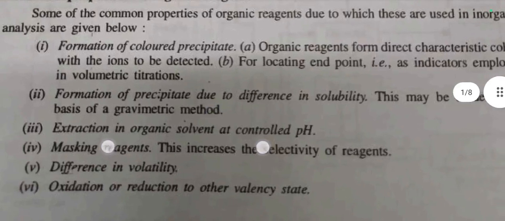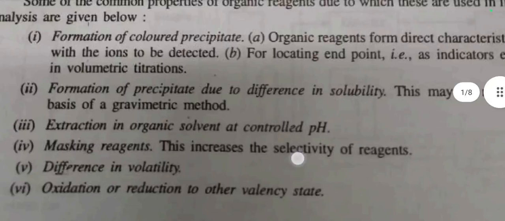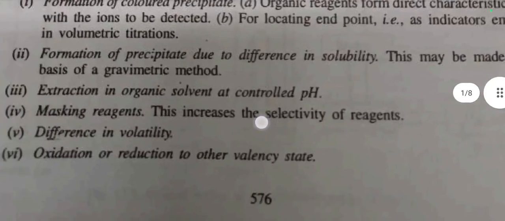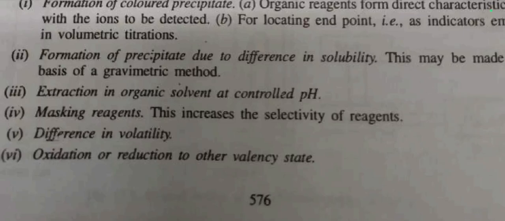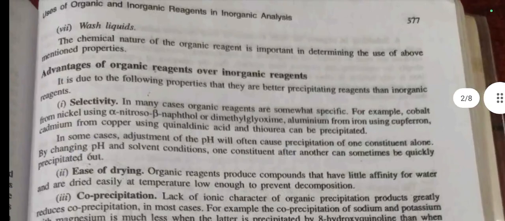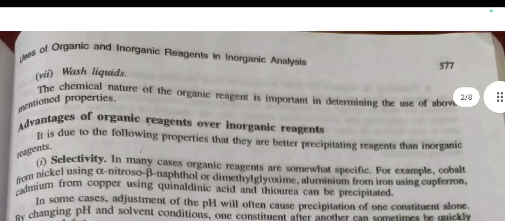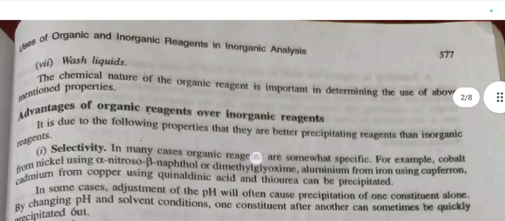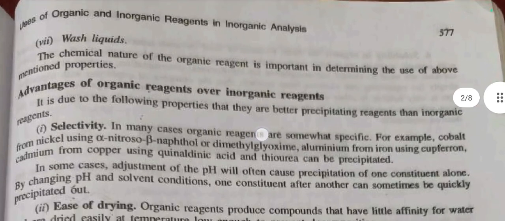Second, formation of precipitates due to difference in solubility. This may be made on the basis of gravimetric method. Third, extraction in organic solvent at controlled pH. Fourth, masking reagents. This increases the selectivity of reagents. Fifth, difference in volatility. Sixth, oxidation or reduction to other valency state. Seventh, wash liquids. The chemical nature of the organic reagent is important in determining the use of the above mentioned properties.